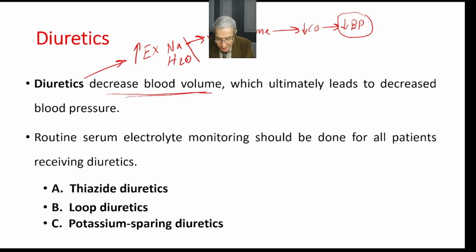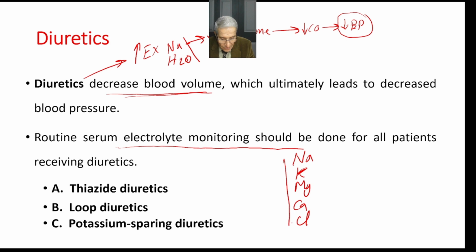We have another mechanism, but they try to remind us we need to monitor the electrolyte for this patient. We need to, for example, do the blood test every 3 to 6 months or once per year for sodium, potassium, magnesium, calcium, chloride. These electrolytes are very important to be balanced in our body, and the diuretic will adversely affect these ions. 3 groups of medication available: thiazide, loop diuretic, and potassium sparing.